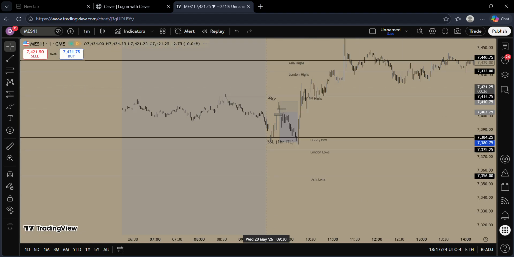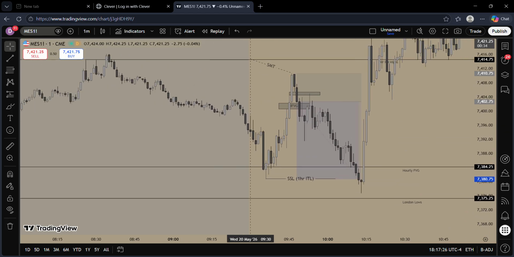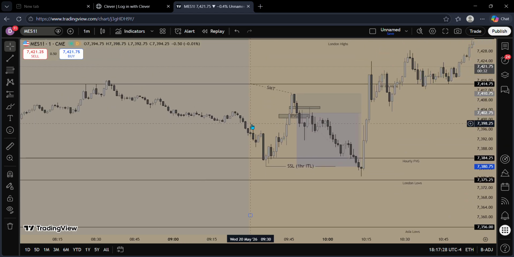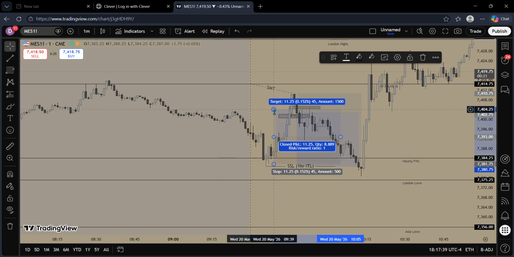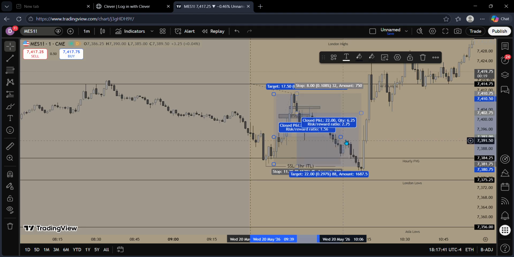Let's see what price did. Market opened here at 9:30. We displaced lower into this hourly fair value gap, and there was actually a trade that I should have taken here. It was this long, but I faded this just because I had something to do in class. I wasn't able to take this.